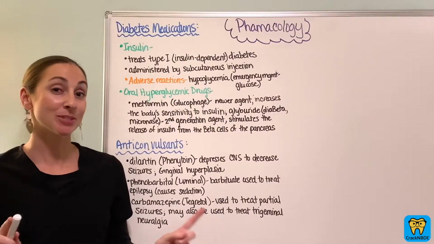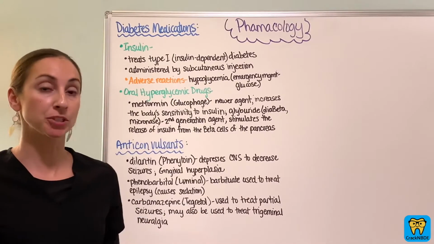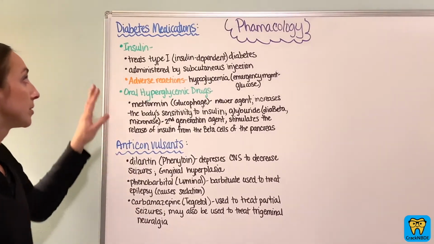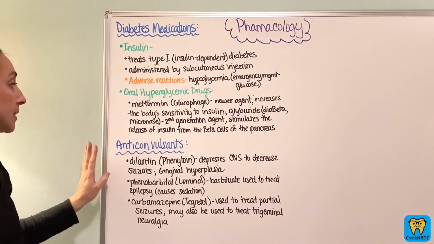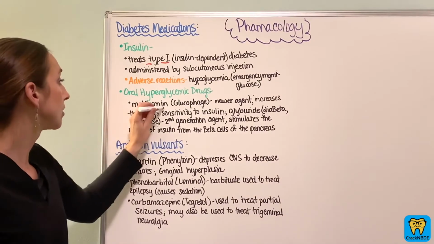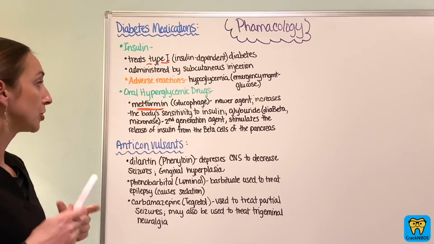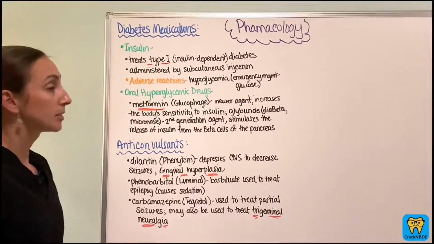Okay, so I just want to go over one last section before we get to the National Board question and answer. So we'll start with diabetes medications and then we'll review anticonvulsants. So metformin, this is the big one, metformin. Make sure you understand metformin. This is so easy enough.